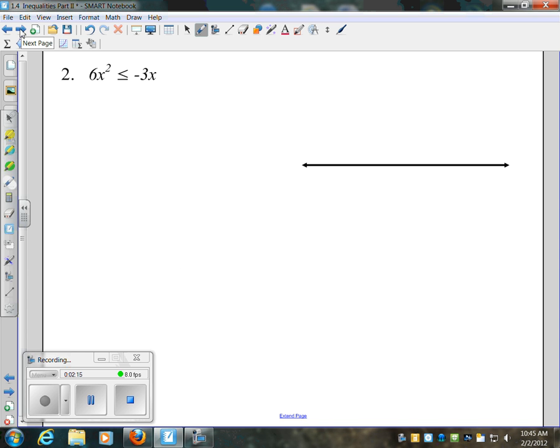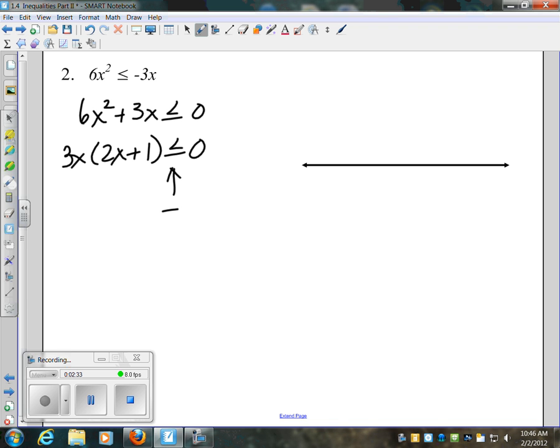If you have factors or terms on both sides, we need to move them to one side, then factor, and then it would be the same process. Sign analysis, this time we would be looking for where it's minus, and then also you're going to have closed intervals because it's less than or equal to. But otherwise, it's the same question that we just did.